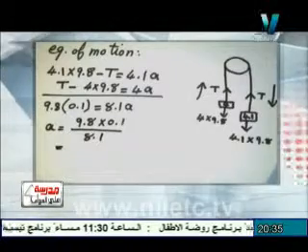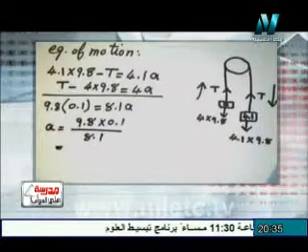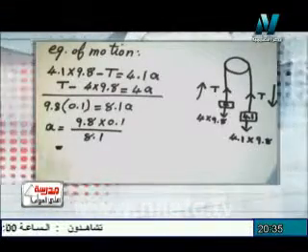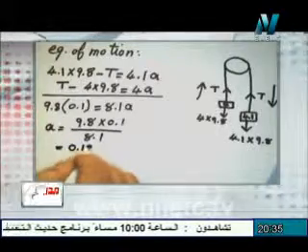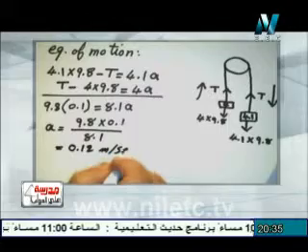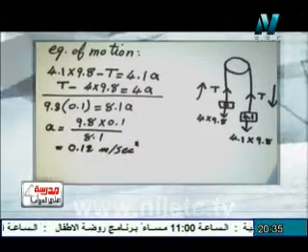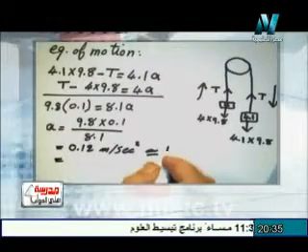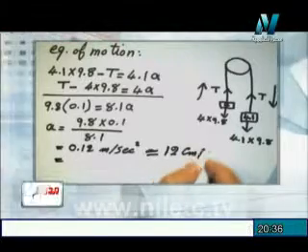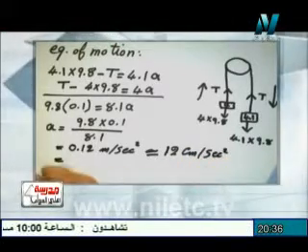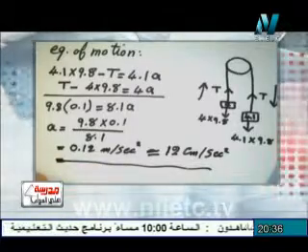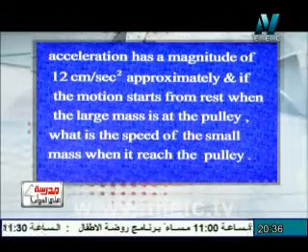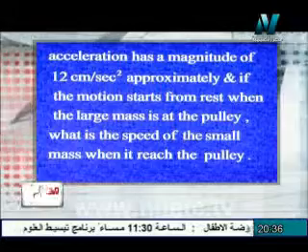9.8 multiply 0.1 divided by 8.1. This equals 0.12 meter per second square. For the requirement in centimeter per second square, multiplied by 100, it is equal to 12 centimeter per second square. This is the first requirement. Now, what is the speed of the small mass when it reaches the pulley?